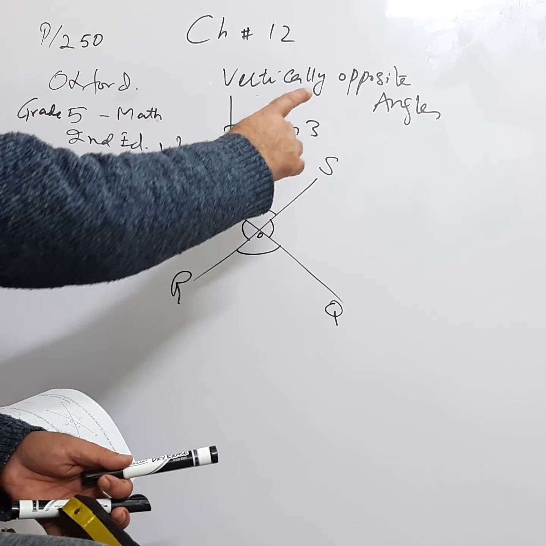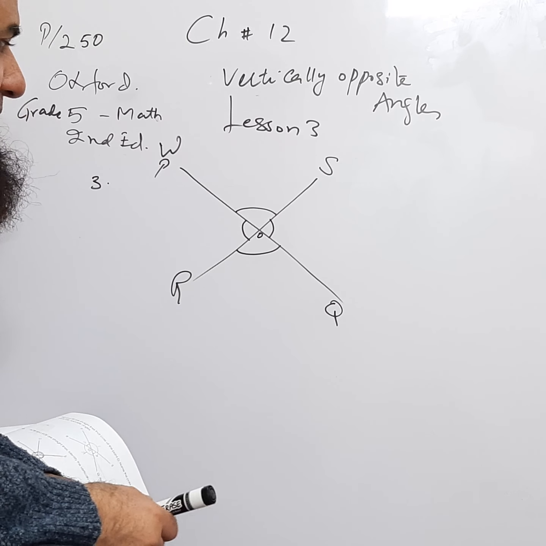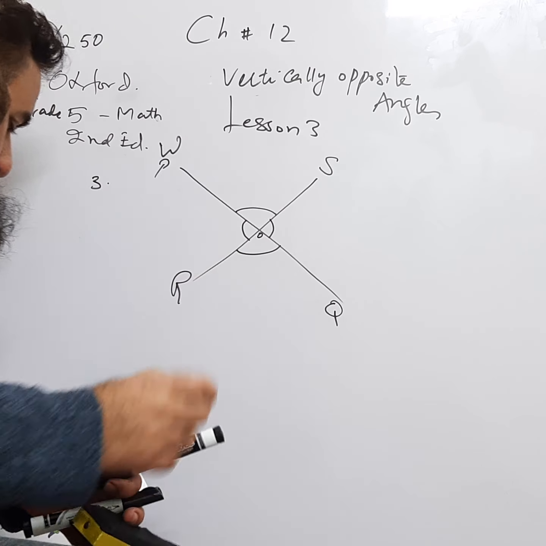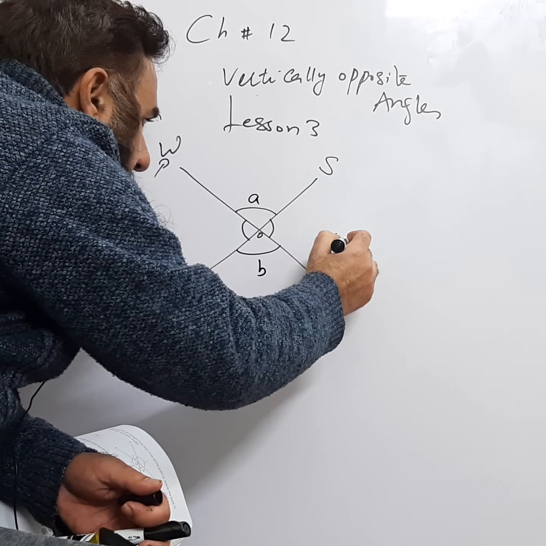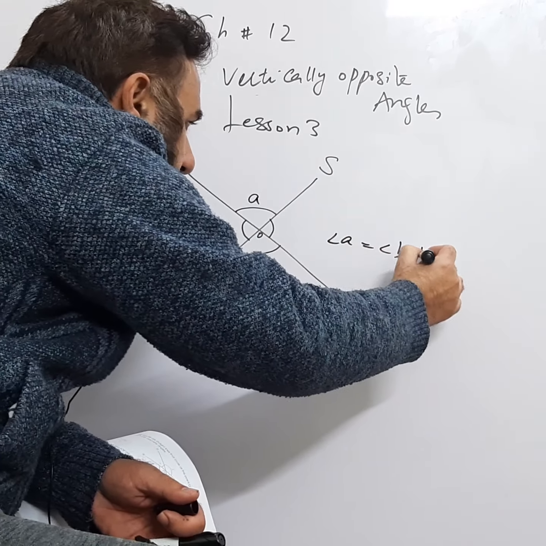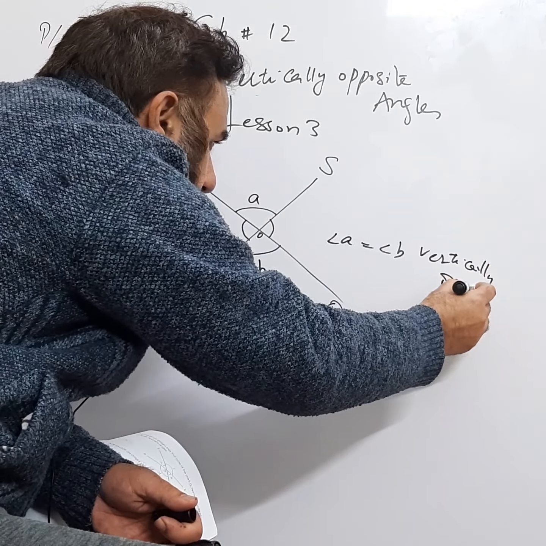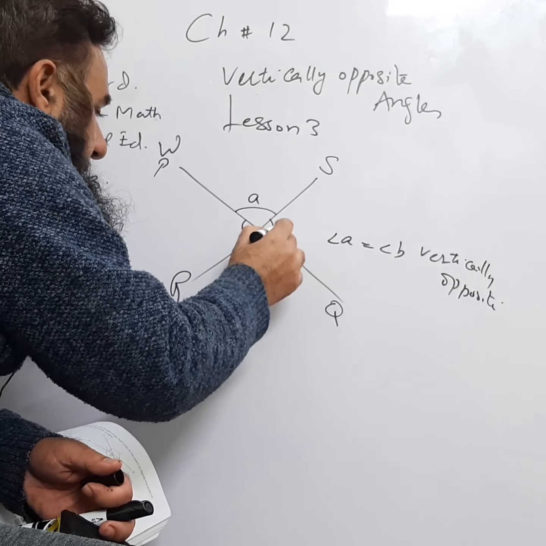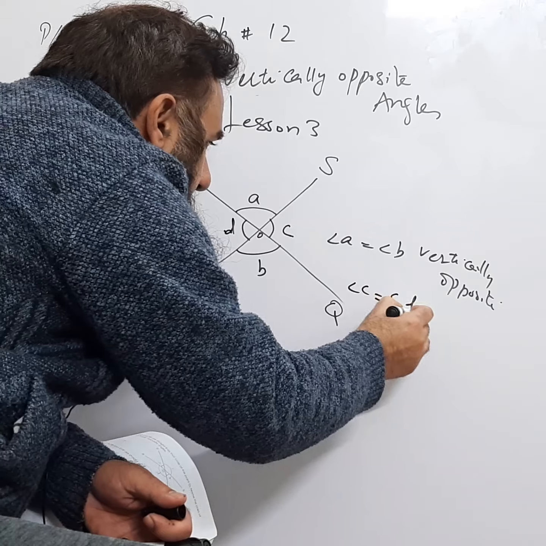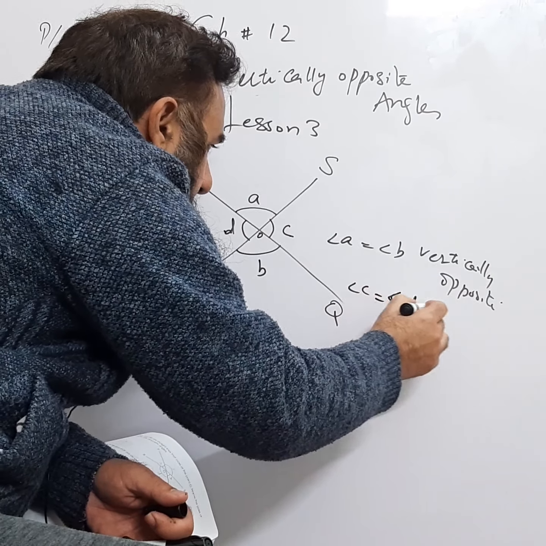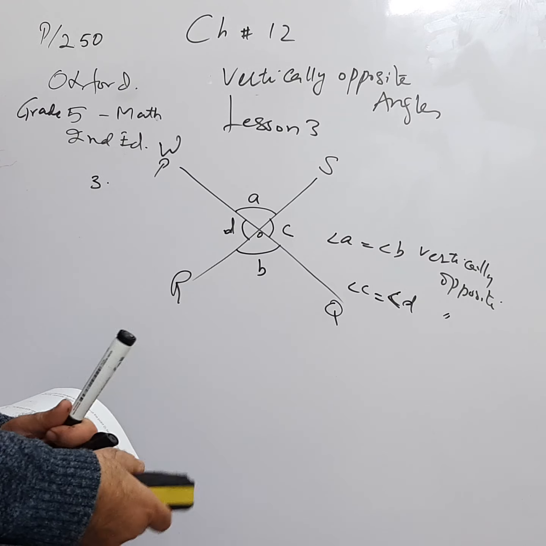So we know that when there are two straight lines crossing, it is making X. So these are vertically opposite angles. So if this is A and if this is B, we can say angle A is equal to angle B. Because why? Because these are vertically opposite. So if it is C and this is D, we can say C and D are also equal, angle C is equal to angle D. Why? Because these are vertically opposite. Okay.